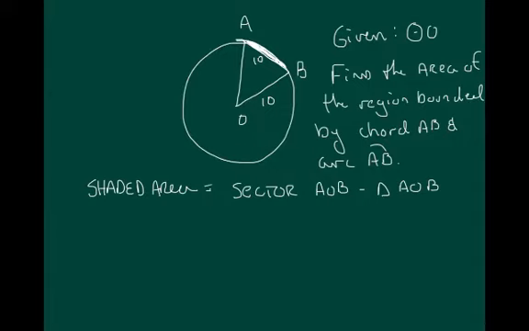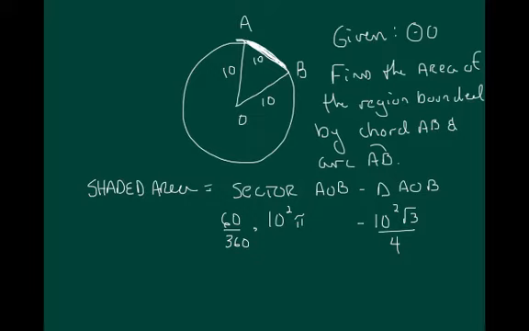All right, to find the shaded area, I subtracted the area of triangle AOB from sector AOB. Now, of course, since OB is a radius and AO is a radius, AO equals 10. So I can find the area of triangle AOB simply by using the formula side squared root 3 over 4. And I can find the area of sector AOB by multiplying 60 over 360 times 10 squared pi.